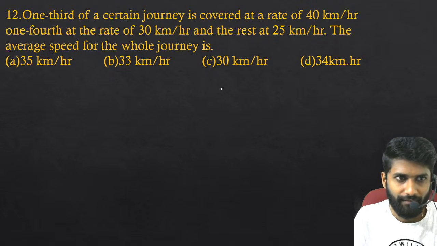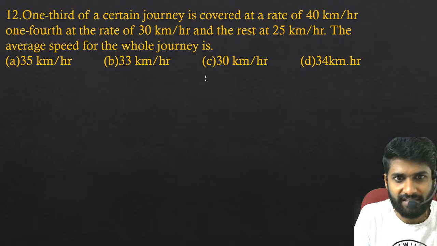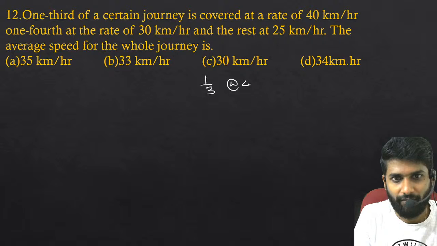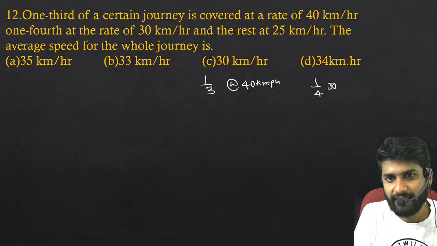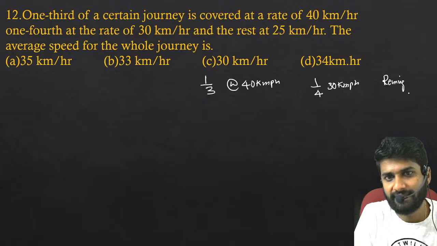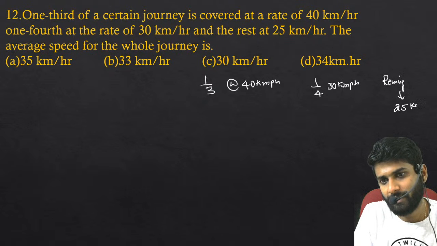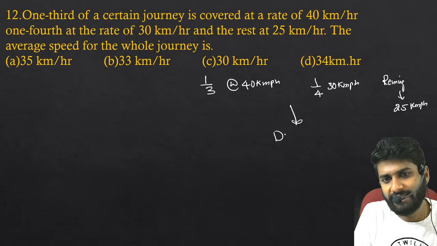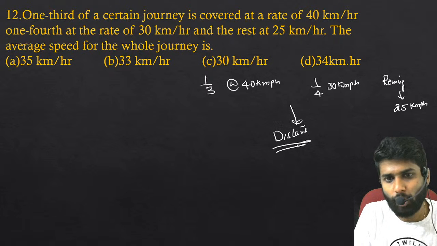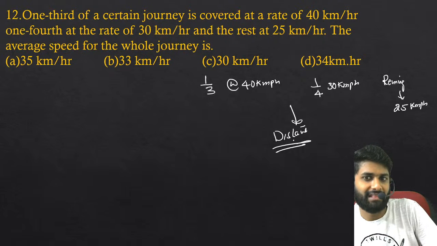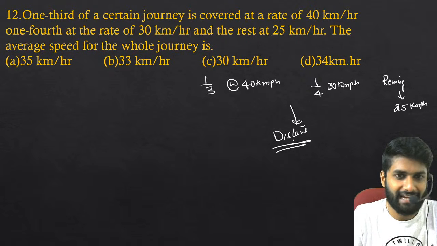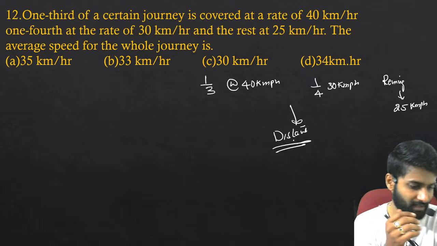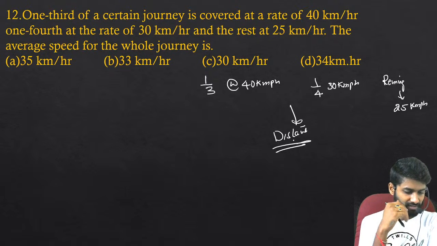Now guys, see, we need to identify the distance. For one third of the distance, they're running at a speed of 40 kilometers per hour, and for one fourth of the distance, they're running at 30 kilometers per hour, and for the remaining distance, they're running at a speed of 25 kilometers per hour. Now, if you assume a distance, that assumed distance is always exactly divisible by one third, one fourth, and the remaining. That is the most important part. The value is always exactly divisible by 3 and 4, must and should, guys. Then which is the suitable value to assume for the distance?